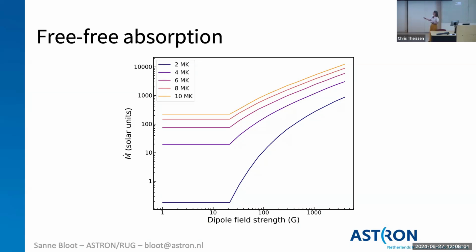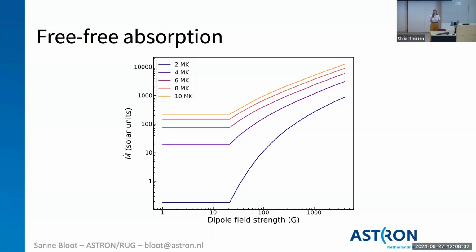Now, the other factor in this plot is the temperature of the wind. So a wind that is very cold is very opaque to radio emission and will absorb it very easily, whereas a wind that is very hot will do so less easily. So what we can see is that, for example, using 10 megakelvin as a temperature for the wind, our upper limits are relatively high. Whereas if we know that our star is cold at only 2 megakelvin, our upper limits get quite a lot lower.